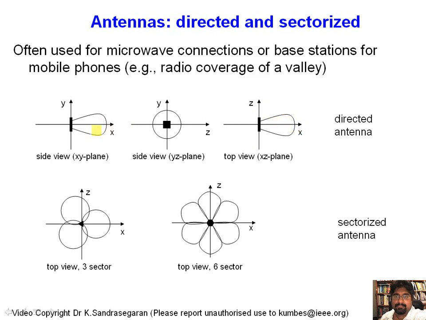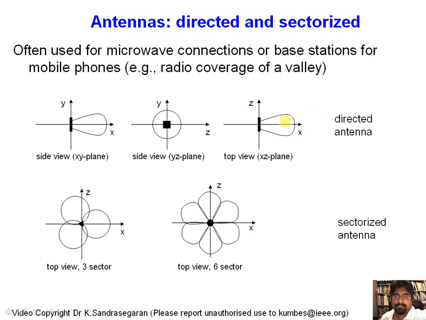And as you can see, by looking at these three diagrams, you can see that the radiation of this particular antenna is highly directional. If you look at the side view as well as the top view, you can see that most of the energy is traveling in one specific direction. Okay, so this is a directed antenna.